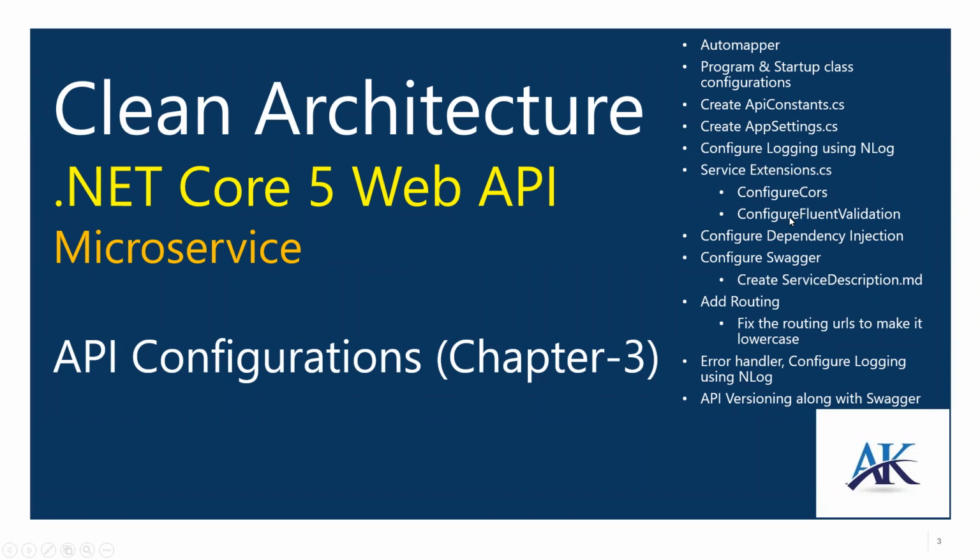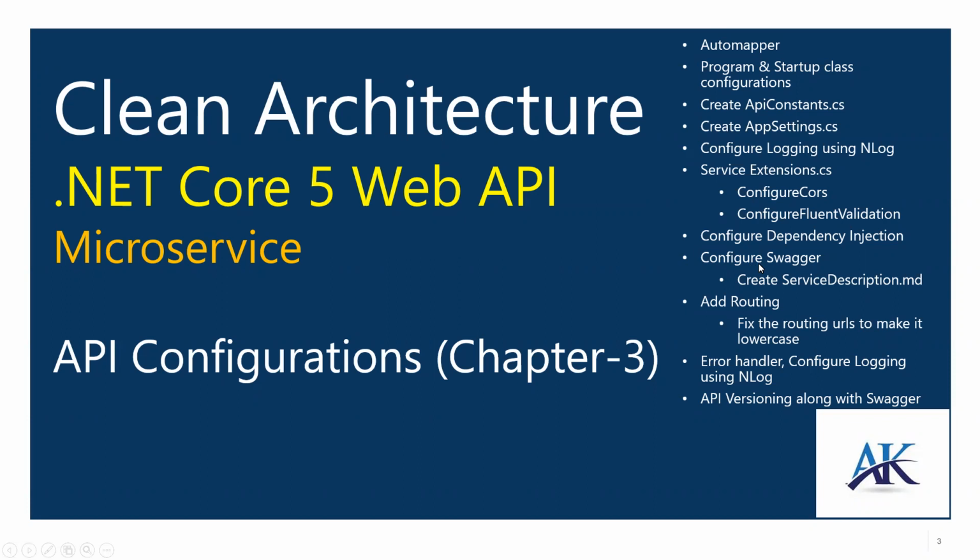Also created the service extension class for following the best practices, so that we are not expanding all our code in one file in the Startup.cs. So I created a config CORS, configure tenant validations. These are going to be used for the request. I will be talking more on this, but I just added the template so that I can add more code into the particular function. Configure dependency injection is also discussed.